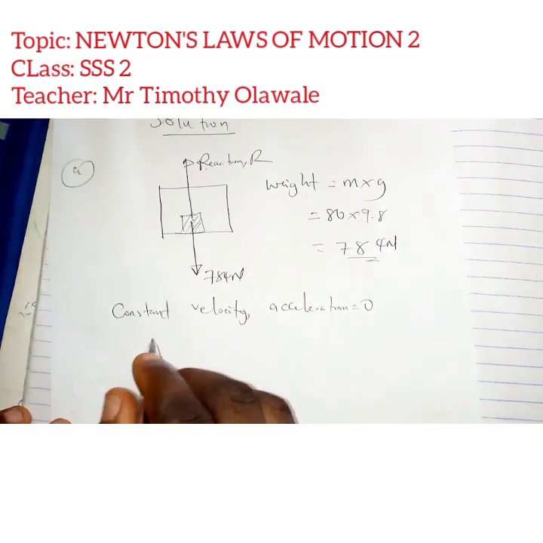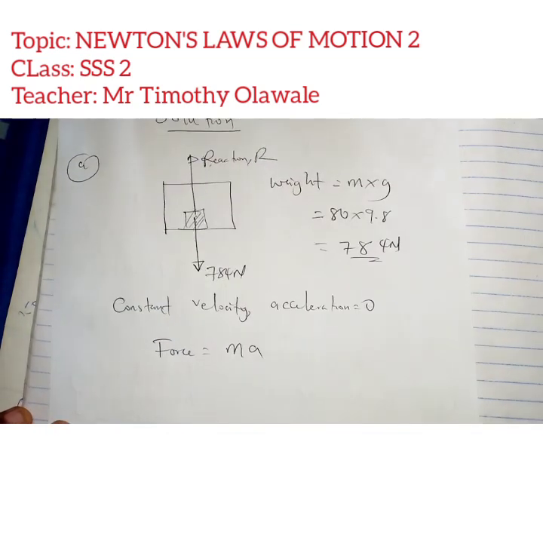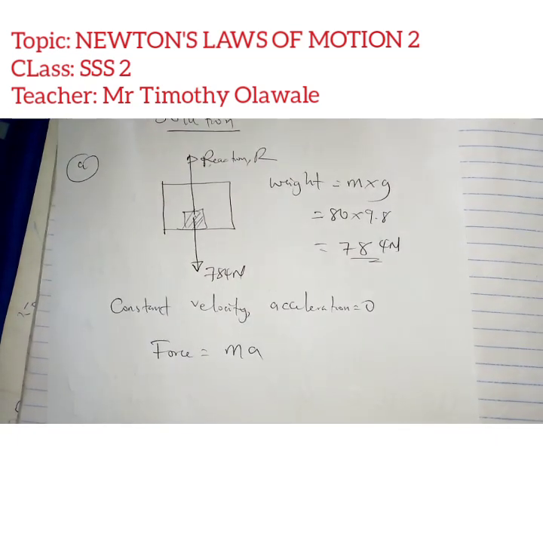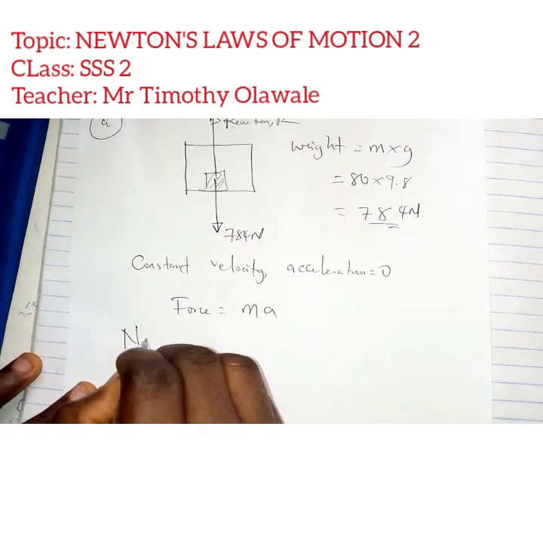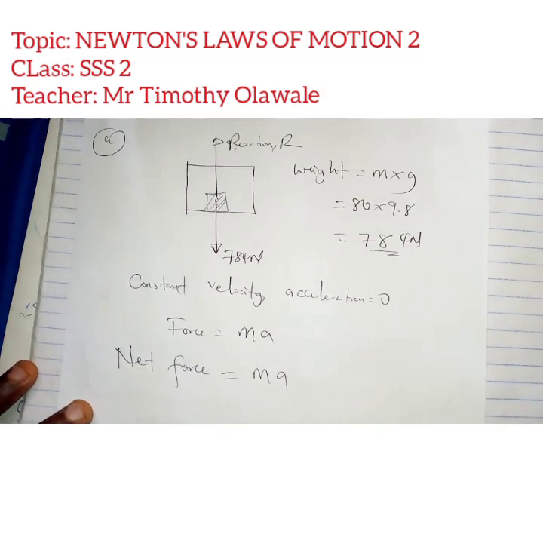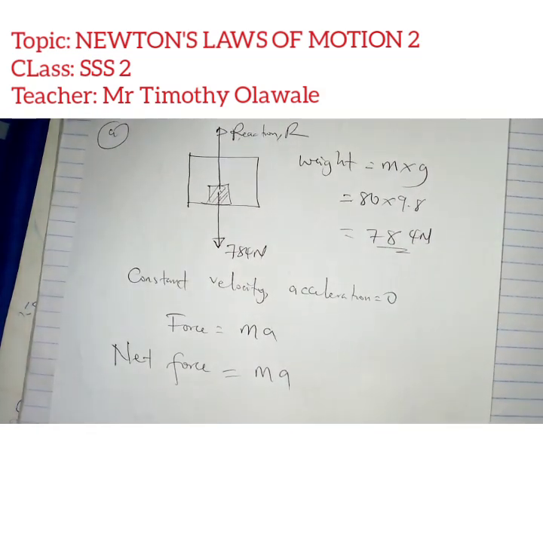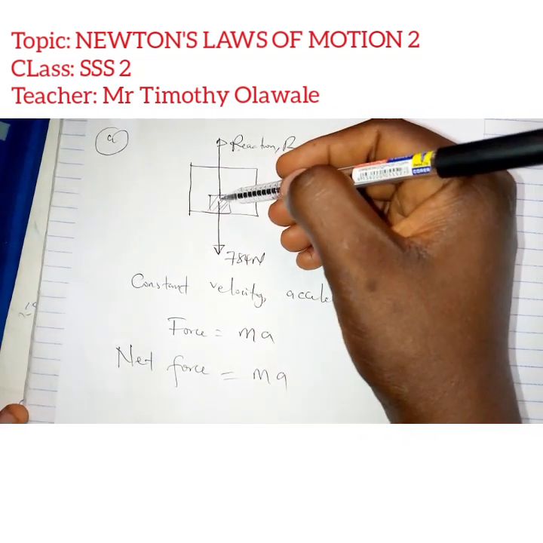Now remember that force equals ma. The force acting on the body is equal to ma. But in this case, we have two forces acting on the body, the weight and the reaction. And so what we are going to say is not force, but net force. Net force is ma. So how do we get the net force? Net force is going to be reaction minus weight.